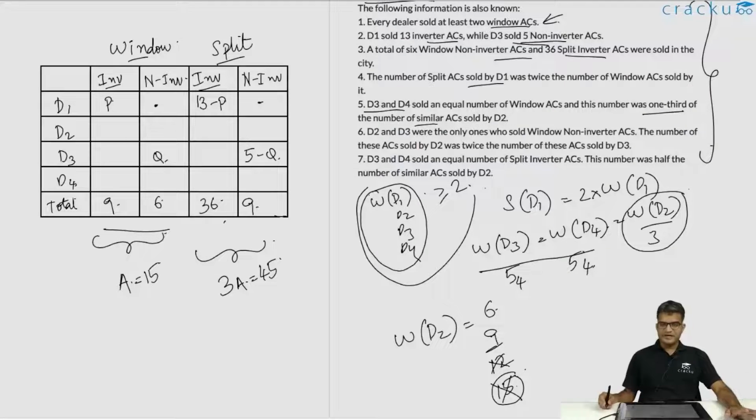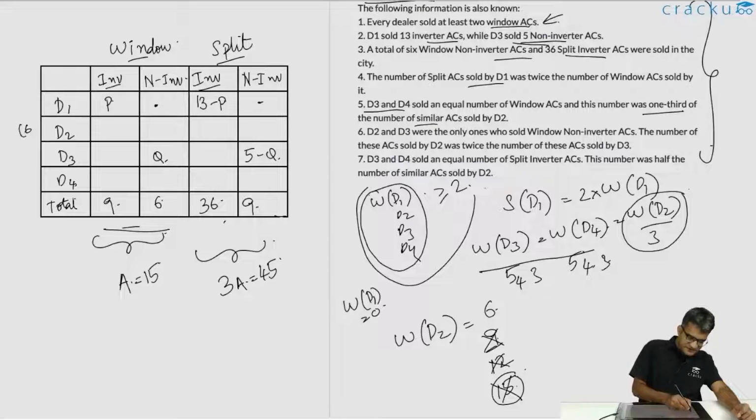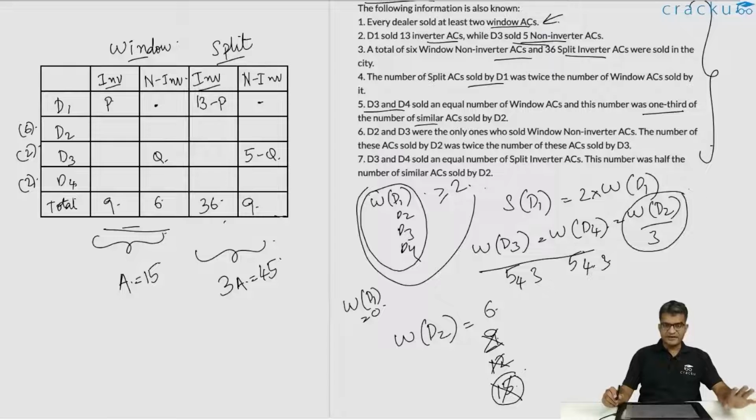Can it be 9? If it is 9, the total number of window ACs sold by D3 and D4 will be 3 and 3. So the total number of ACs sold by D2, D3 and D4 will be equal to 15, which is fine. However, that would imply that the window ACs sold by D1 will be equal to 0. That also is not allowed, so this can't even be 9. So the only possibility is that D2 sold 6 window ACs. This would imply that D3 sold 2 window ACs. This would also imply that D4 sold 2 window ACs. And therefore, the number of window ACs sold by D1 will be 15 minus 10, which is equal to 5.